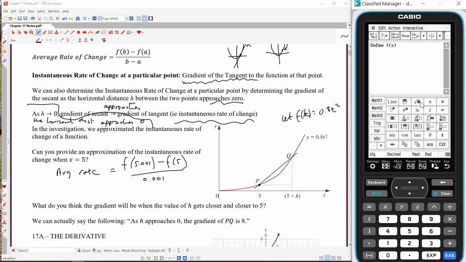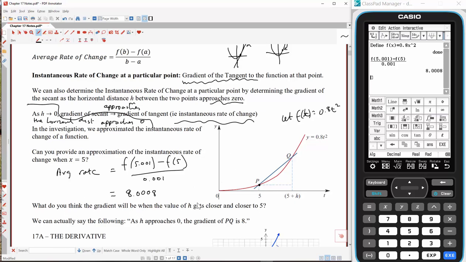So recall that we have been defining our function 0.8 x squared, and okay, so the average rate of change between 5 and a point incredibly close to it, 5.001, is 8.0008, whatever the unit is. So units per unit there.